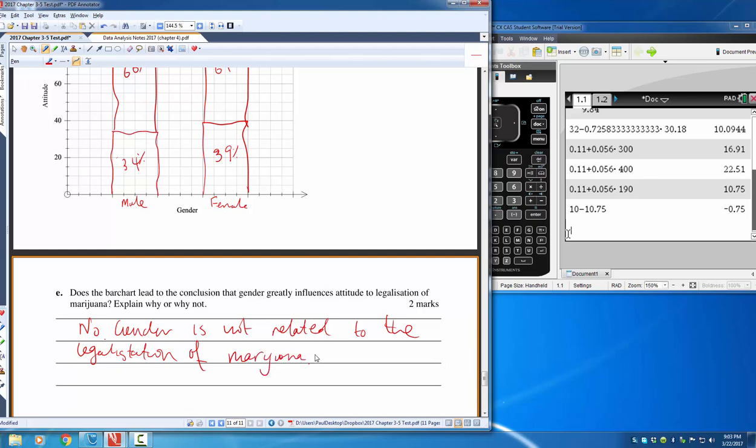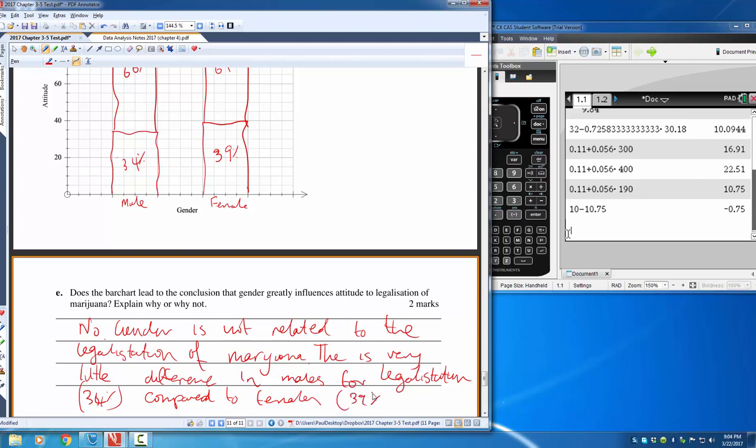Alright, so why not? There is very little difference in males for or against legalization. We're going to quote the percentage, 34% compared to females, which was 39%. Okay, that's it.